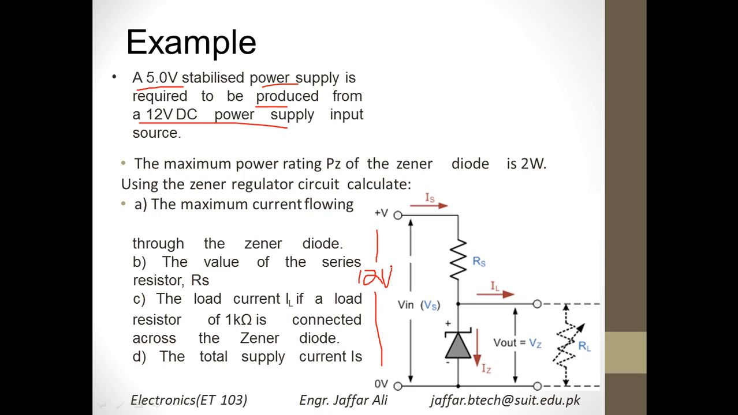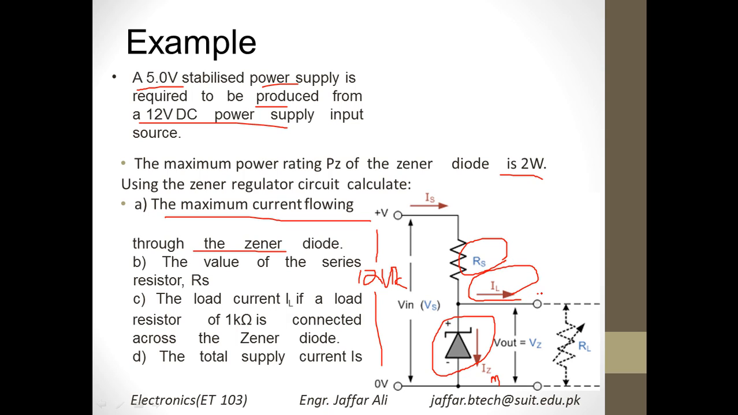From here, P in is 12 volt, but it is in DC, and the maximum power rating PZ of the Zener diode is 2 watt. This is the power rating of this diode. Using a Zener regulator circuit, we have to calculate the maximum current flowing through the Zener diode, that is, the maximum current IZM. You have to calculate this IZM. The value of the resistor that is in series, and the load current IL. What is the load current that is going towards here?